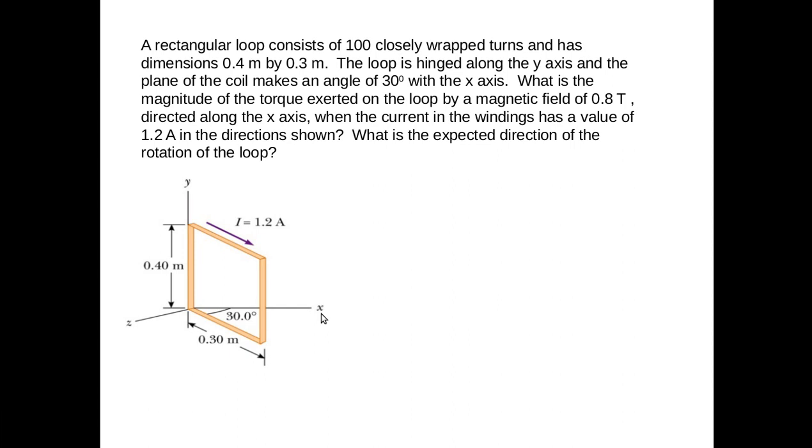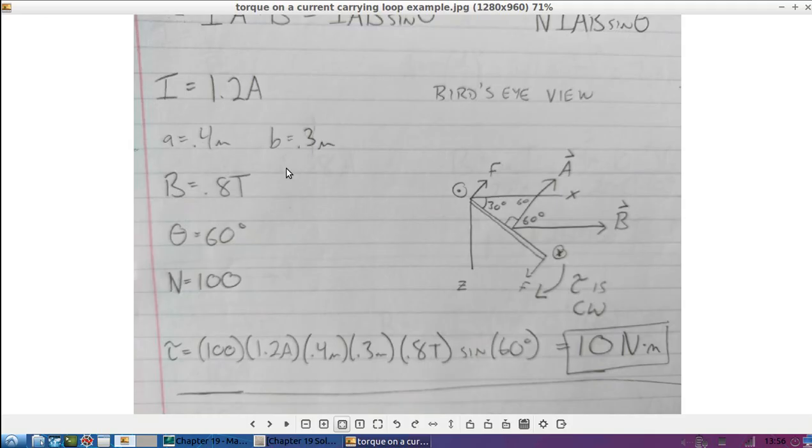So I think I'm in pretty good shape. I've got all these quantities, right? I can use NIAB sine theta. Here's my problem. I've got the current, I've got the dimensions, so I've got A and I can find the area. I've got the magnetic field strength.